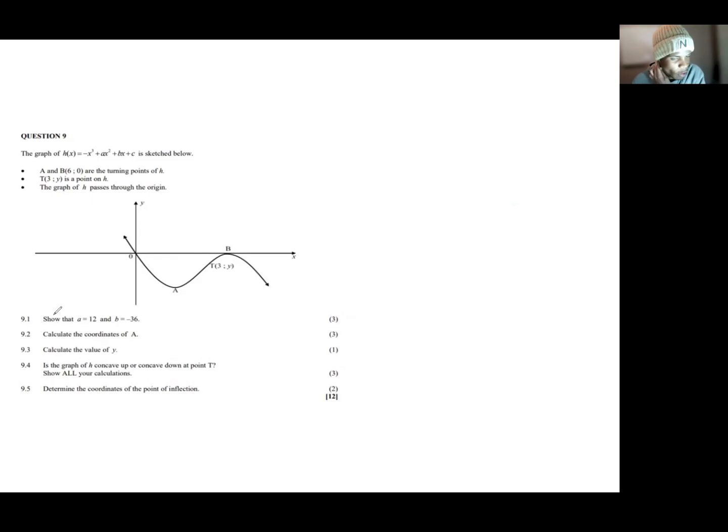So basically the only thing that we are supposed to do there, because point T here lies on the curve, we are just supposed to substitute the x coordinate into the original equation and just find our y value. So it simply means for 9.3, all we need to do is say, what is h of x when our x is equals to 3? So we have negative and then 3 cubed. Remember, we are substituting into the original equation. Our a value was already 12.